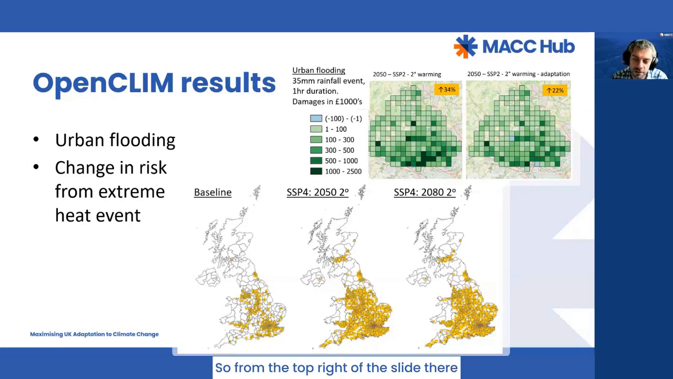So from the top right of the slide there, you'll see a couple of images of Newcastle, where we're looking at how adaptations reduce the potential damage, estimated damages, due to a 1 hour 35mm rainfall event, so an extreme rainfall event for 1 hour, and looking at how adaptation actually reduces that impact under the SSP2 scenario, 2-degree warming for 2050, for instance. And we have these sort of results for urban flooding for a range of 5 or 6 cities across the UK, looking at different scales in different types of urban environments.